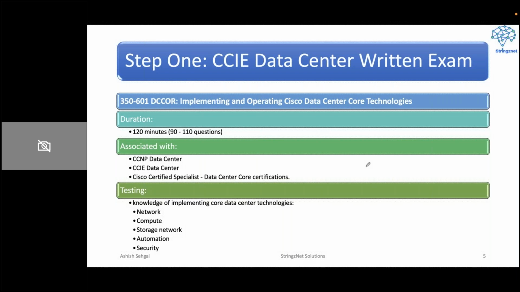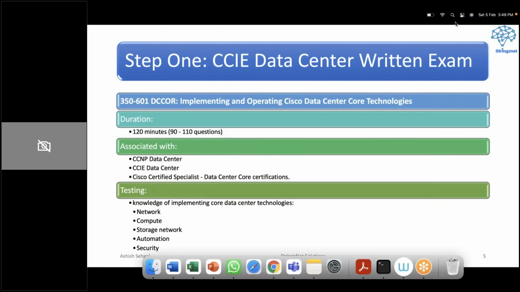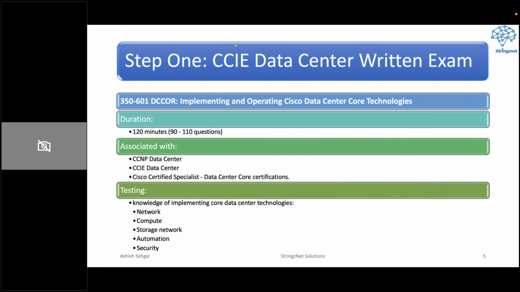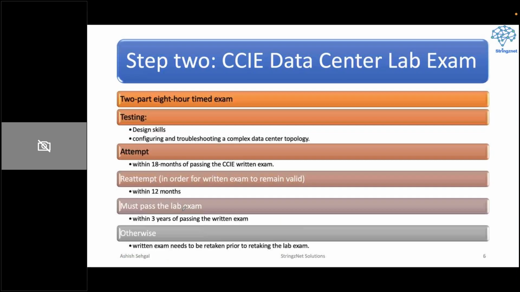Okay, so guys, a quick note from my side. There are 2 steps to get your CCIE Data Center number. One is you have to write the written exam, which is called the DC core exam. Of course, this is a technology-based exam, so you have to know the technologies. The duration is 120 minutes, with 90 to 110 questions. It is associated with CCNP Data Center, CCIE Data Center, and Cisco Certified Specialist. It tests various components, and these are the components which we cover in our technology classes.